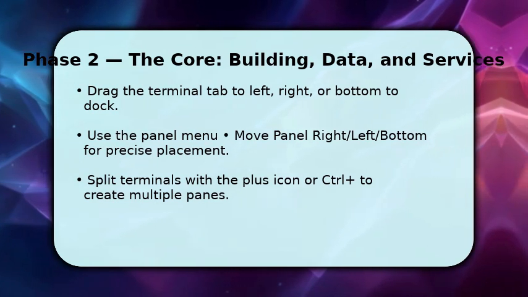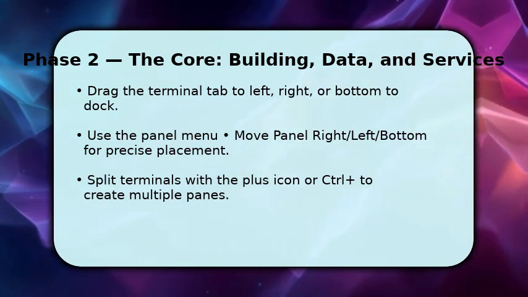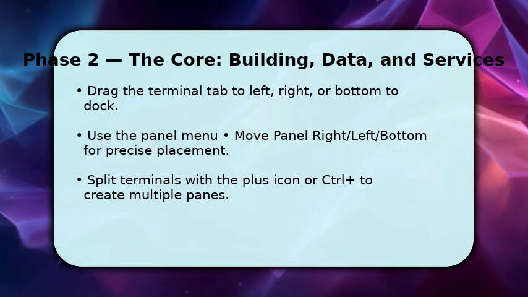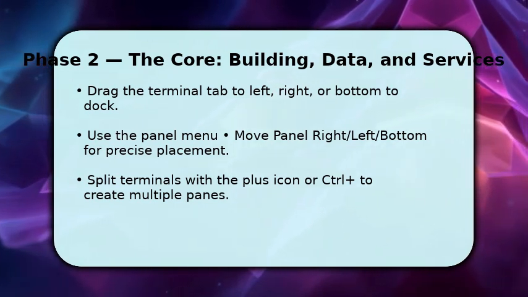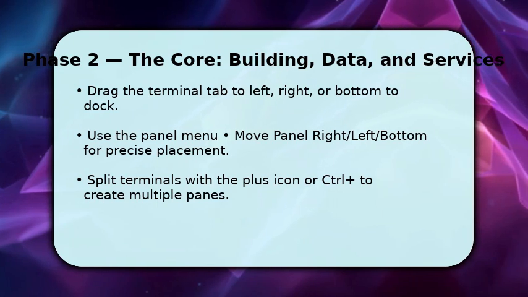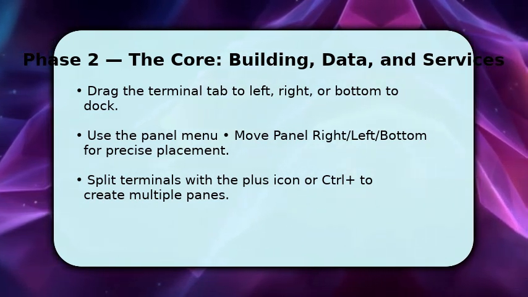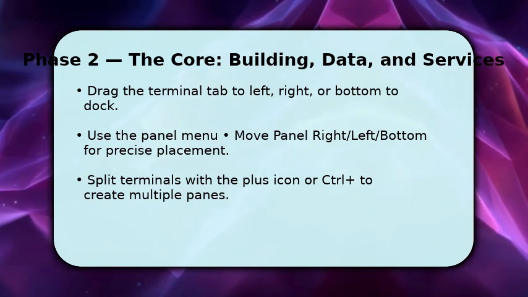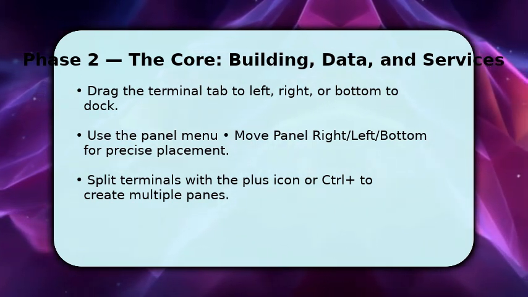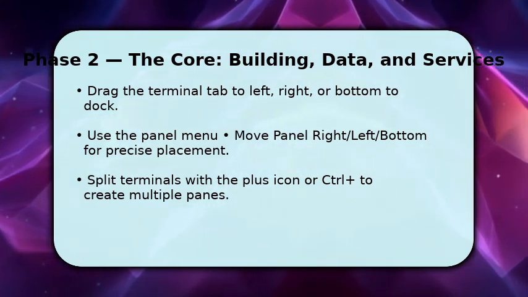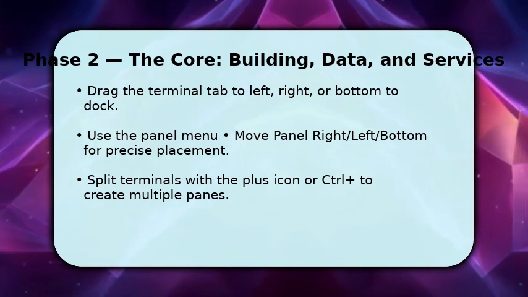Alternatively, open the panel menu and choose Move Panel right, left, or bottom for precise placement without dragging. Once moved, split terminals by clicking the plus icon or pressing Ctrl+/ to run multiple shells. Make sure to name or color code tasks so you know which pane runs which command. These methods let you tailor layout to your workflow efficiently.